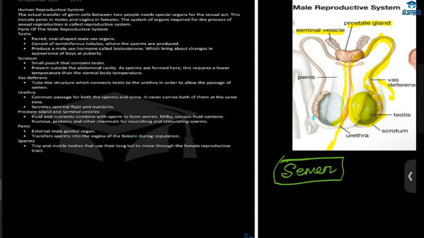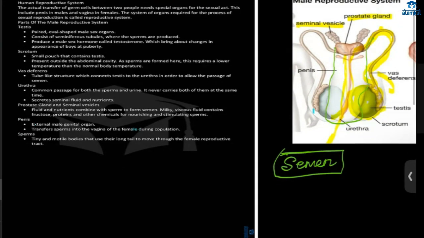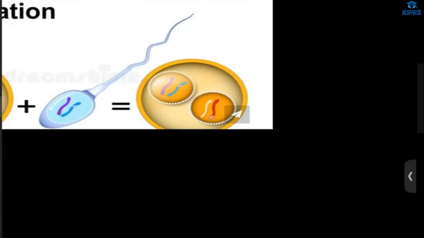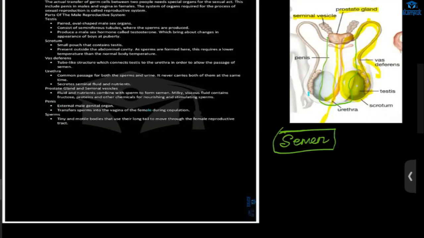The penis is the external organ of the male. Through this, sperm is transferred to the vagina. What is sperm? It is the male gamete. Yes, this is the shape of a sperm. So these are all parts of the male reproductive system.